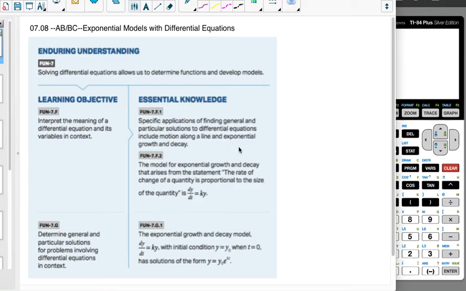All right, this is AP AB and BC Calculus. We're doing Unit 7, Section 8. This is the last section of this unit for AP AB Calculus. There is one more section for AP BC. So right now, what we're talking about is exponential models and differential equations.